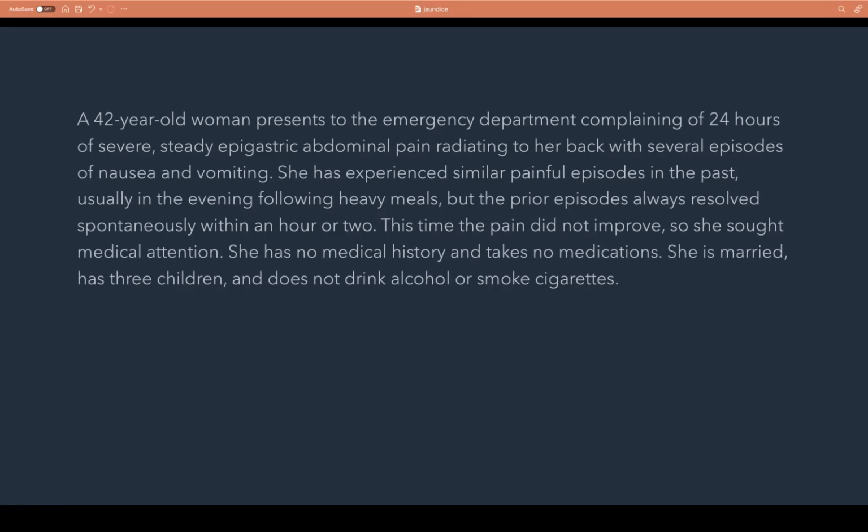This 42-year-old woman presents with 24 hours of severe epigastric abdominal pain radiating to her back with several episodes of nausea and vomiting. She's had some similar painful episodes in the past after heavy meals, but they always resolved within an hour or two. But this time it didn't improve, so she wanted to seek some help. No medical history, no medications. She's married and has 3 children and does not drink alcohol or smoke cigarettes. So in this history, take some time to pause and think about what's happening.